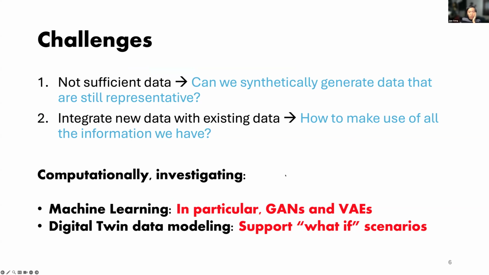So I want to briefly talk about two areas of research. This is really a work in progress, so we are still working on this. One is from the machine learning side, where we are investigating GANs and VAEs. I will speak about exactly what they are, and then the digital twin.